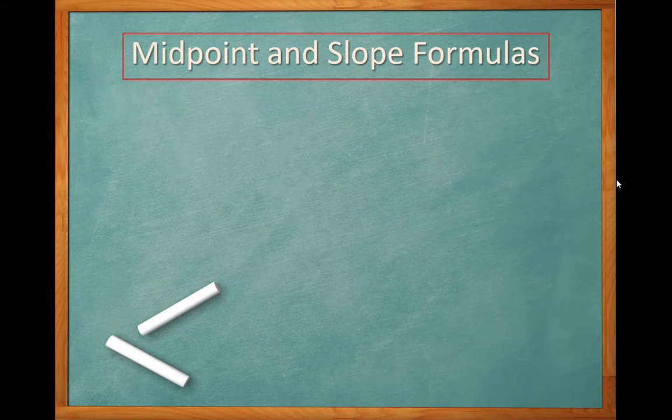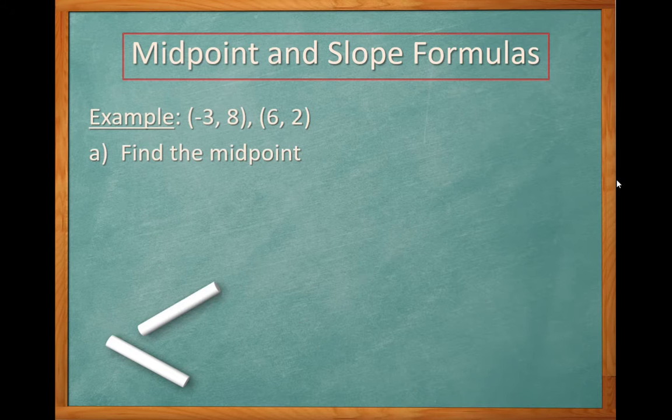All right, well, let's try. How many should we try? We should try 2. We're going to try 2. Negative 3, 8, and 6, 2. First find the midpoint, then find the slope.